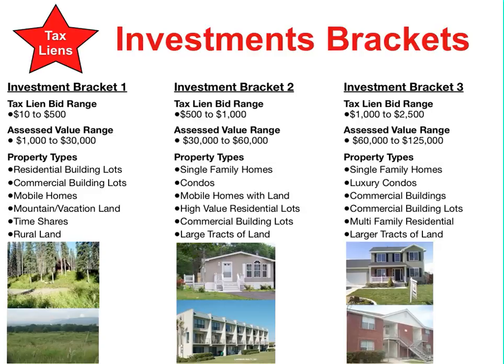So with investment bracket number 2, these are going to be tax liens that range anywhere between $500 to $1,000. Now, the assessed value on these properties can range from anywhere about $30,000 to up to about $60,000. This is where you're going to find some of your higher value residential lots, your commercial lots. You'll start getting into the lower price single family homes and condos. You'll find mobile homes with land and larger tracts of land.